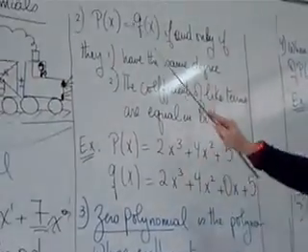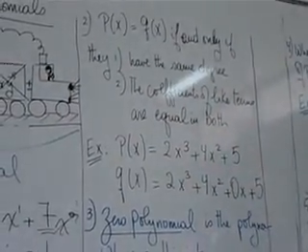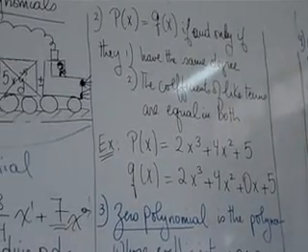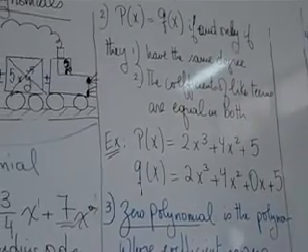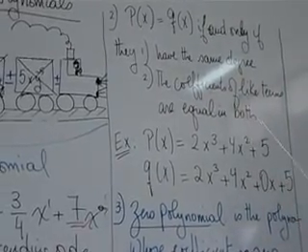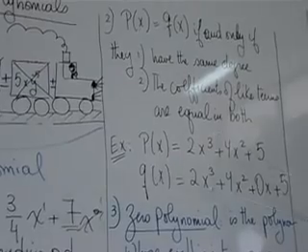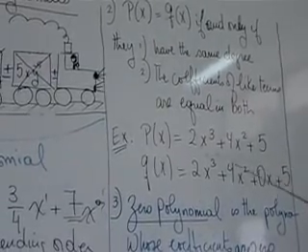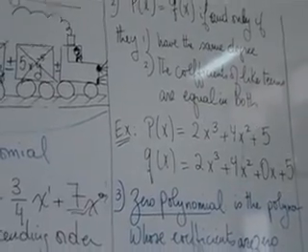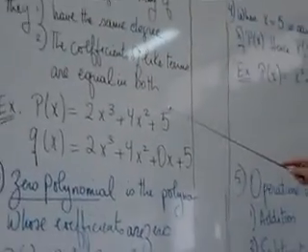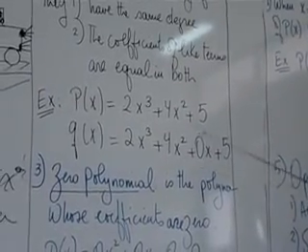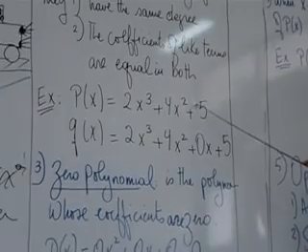We come to number 2. We say that P of x is equal to Q of x, which is another polynomial, if and only if they have the same degree, and the coefficients of like terms, x cubed, x squared, are equal in both. 2, x cubed, 4, x squared, 5. Constant 5. Here you have 0x. I put here 0x because I don't have here an x.